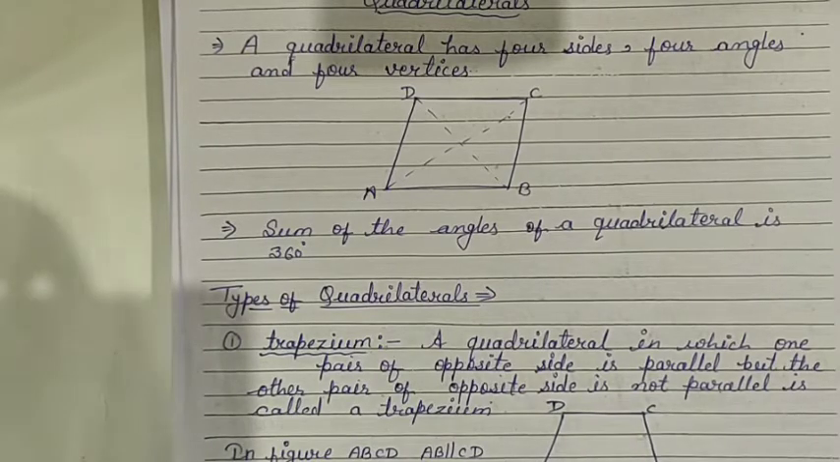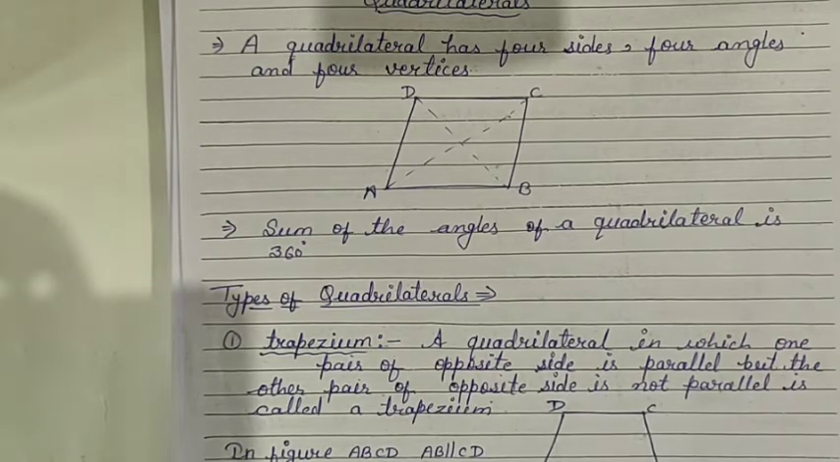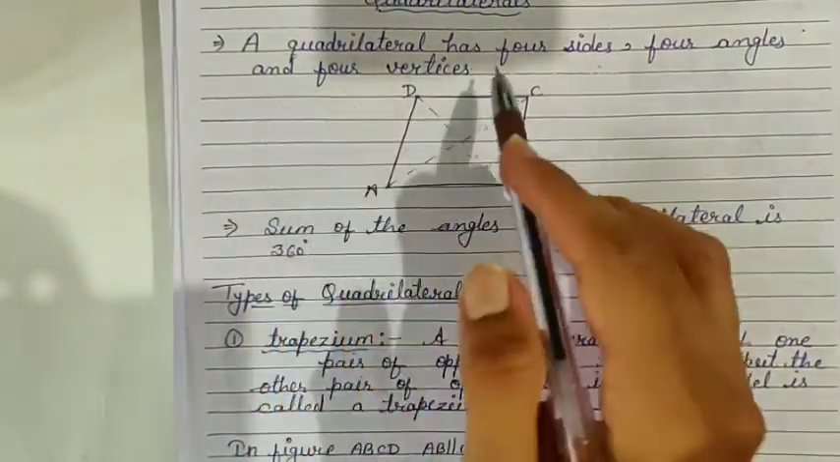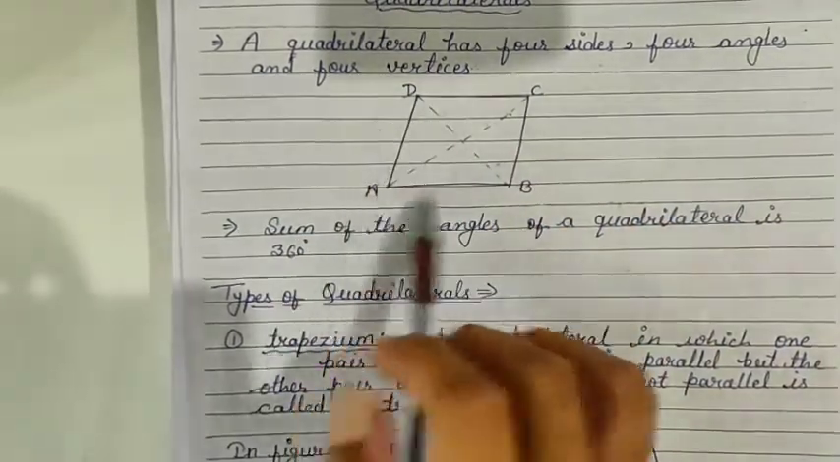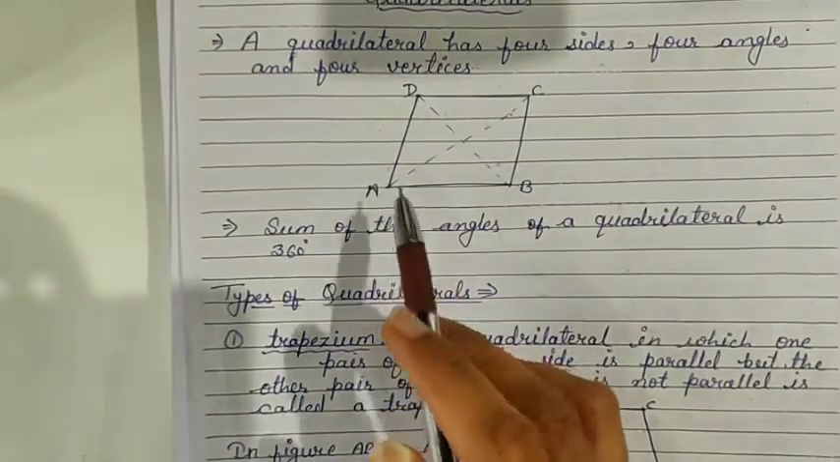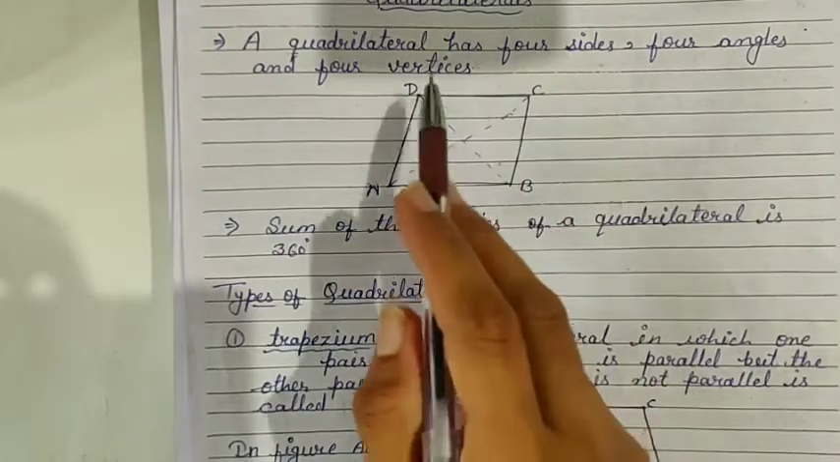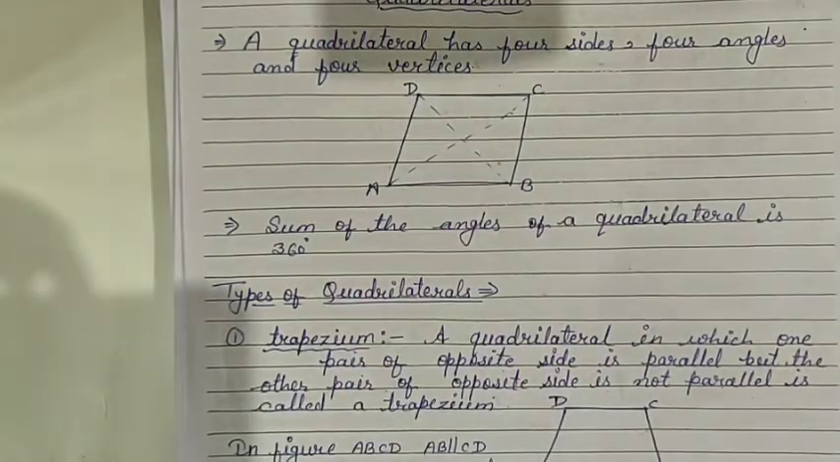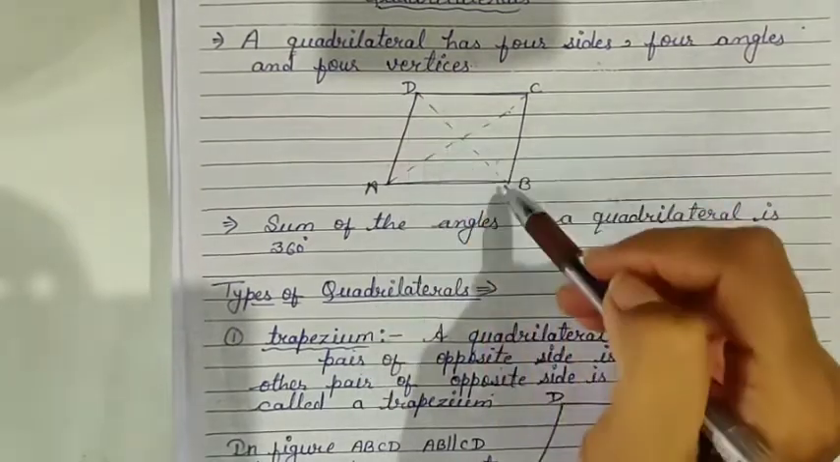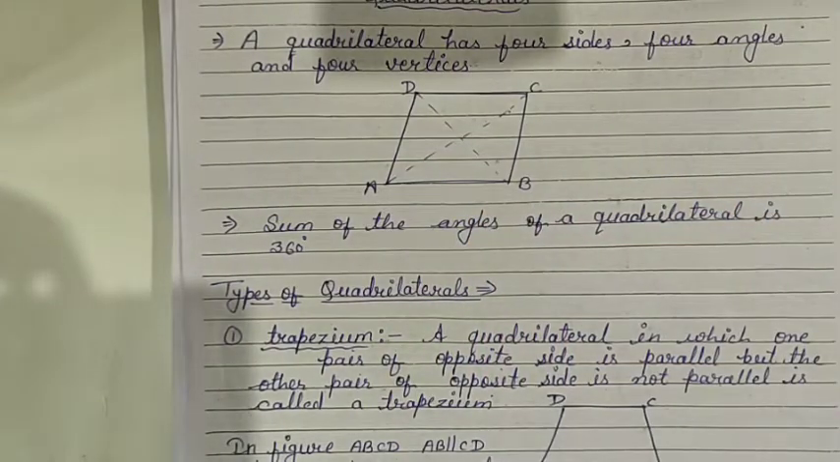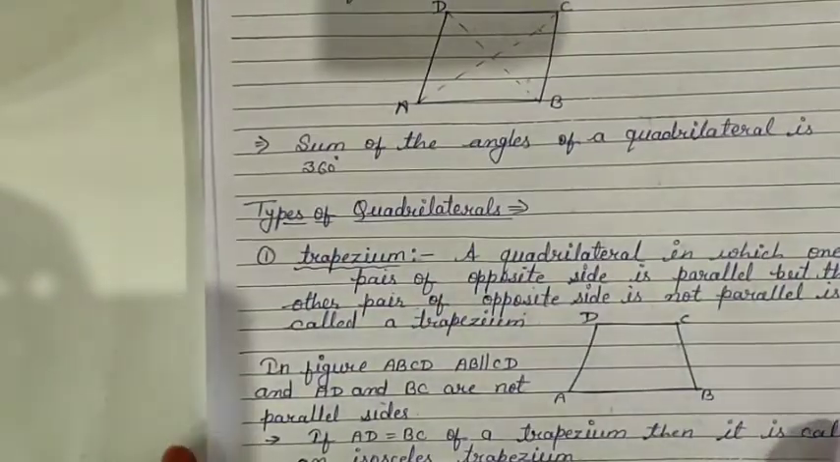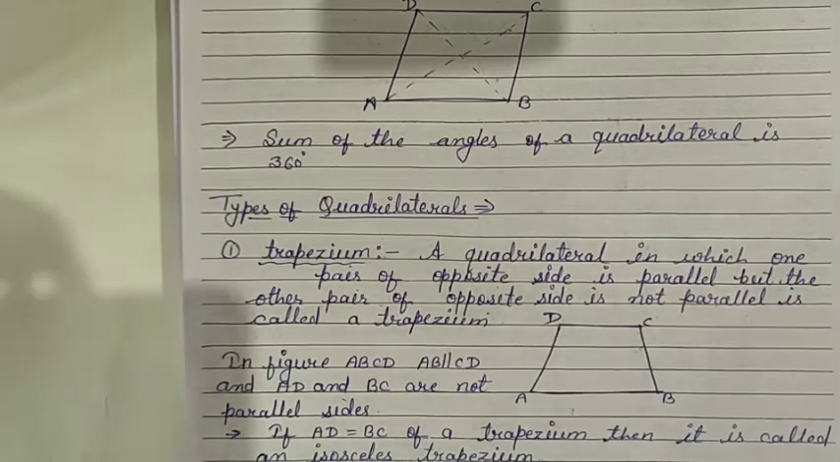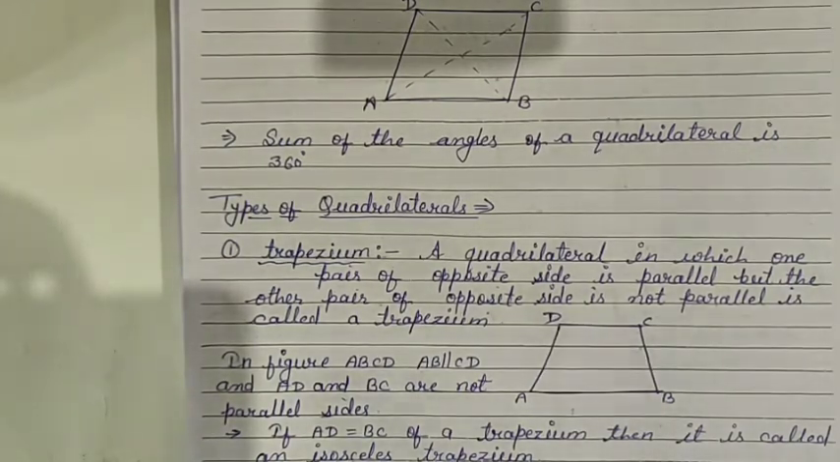Students, a quadrilateral is a type of polygon which has 4 sides, 4 angles and 4 vertices. This is an example of a quadrilateral. Its 4 sides are AB, BC, CD and AD. These are its 4 sides, and AC and BD are its diagonals. And the sum of the angles of a quadrilateral is 360 degrees.